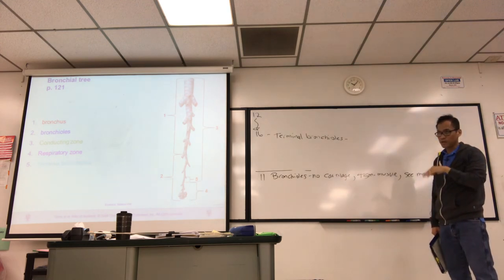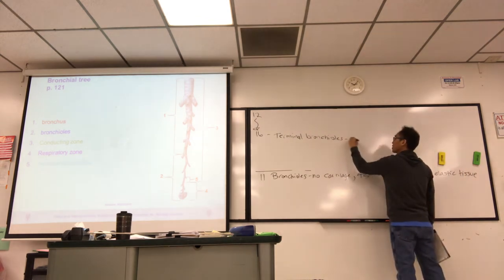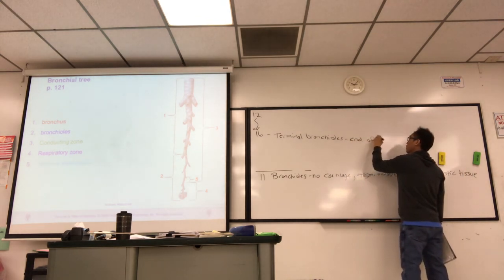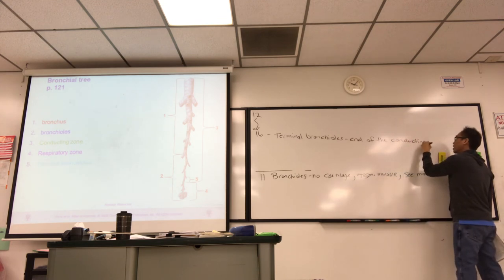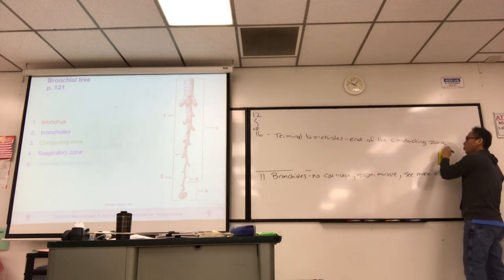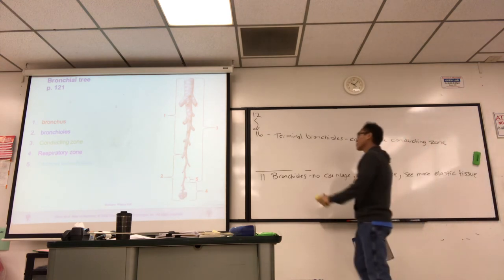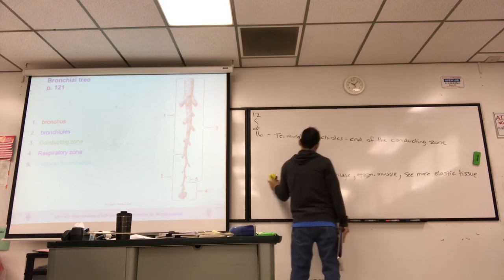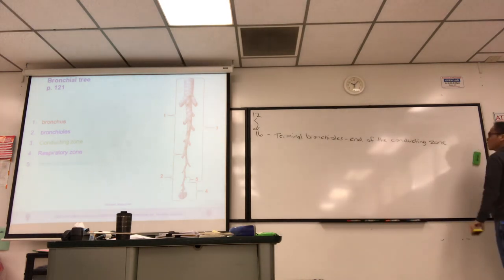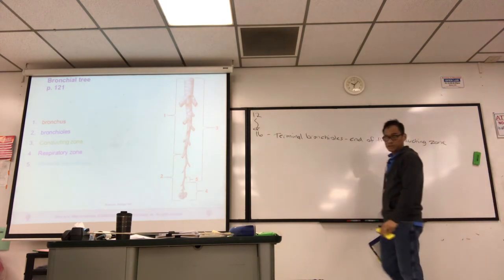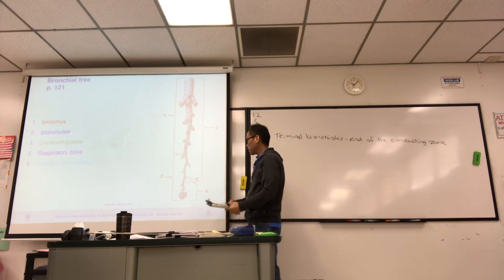After that is the start of the respiratory zone. And this is the end of the conducting zone. After this point, you'll actually have gas exchange. The structure needed for gas exchange is the alveolus. And the bronchioles, after the 16th division, they start to have it.